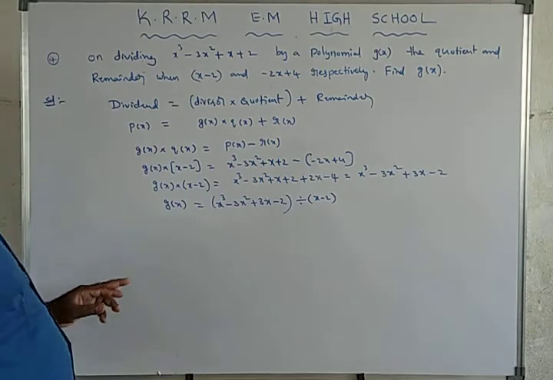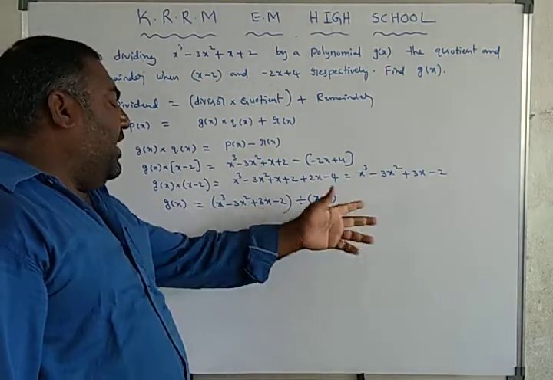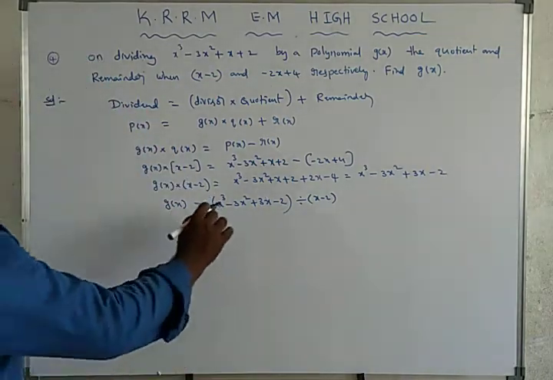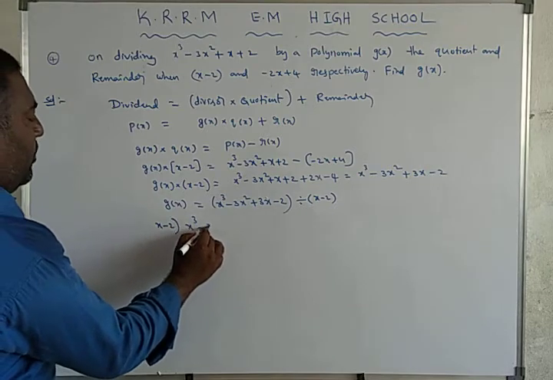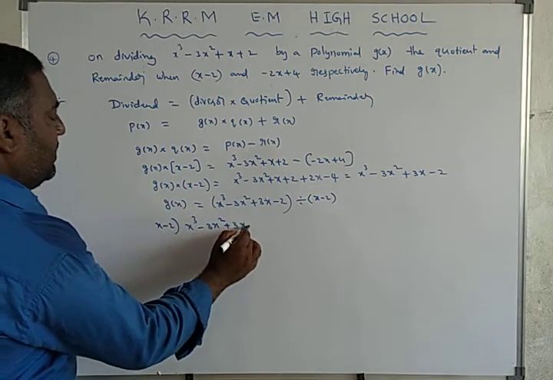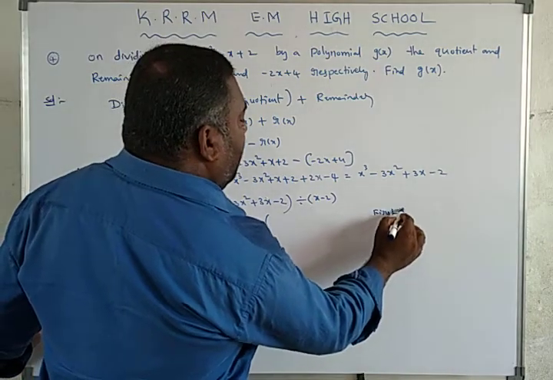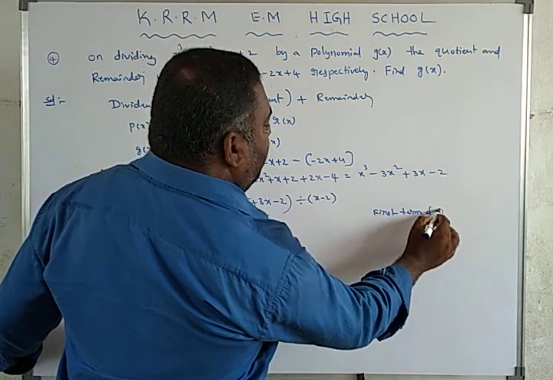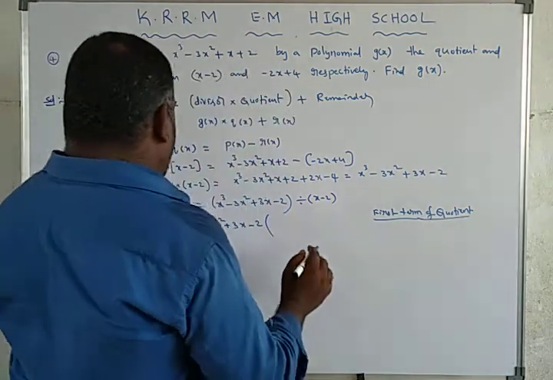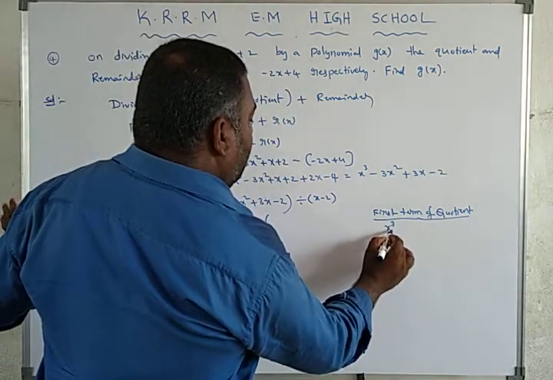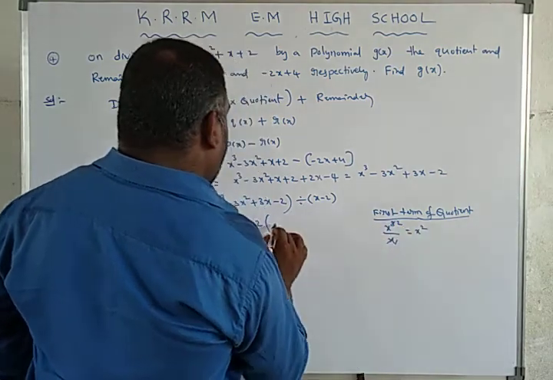So we find g of x. Divide the polynomial x cubed minus 3x square plus 3x minus 2 by x minus 2. So x minus 2 into x cubed minus 3x square plus 3x minus 2. What is the first term of the quotient? Here x cubed divided by x gives x square.